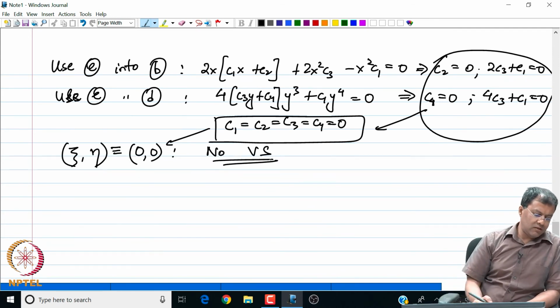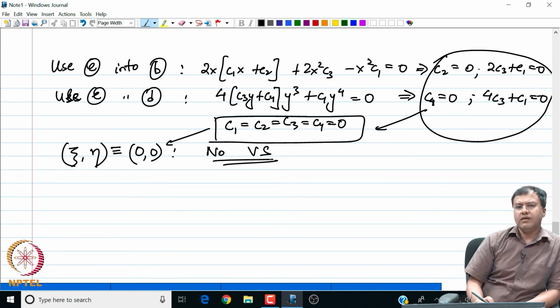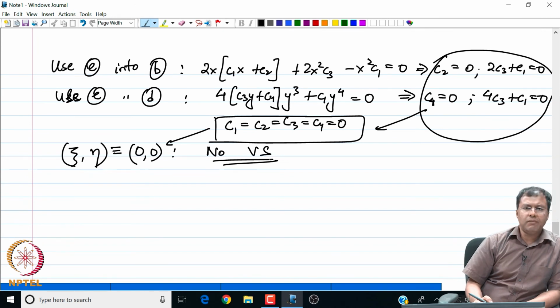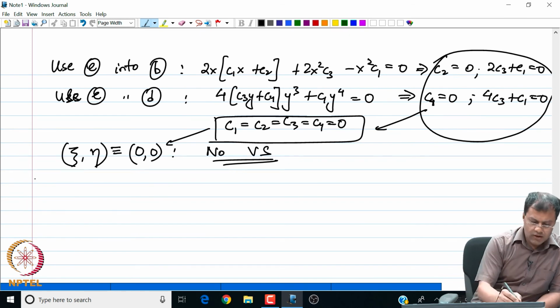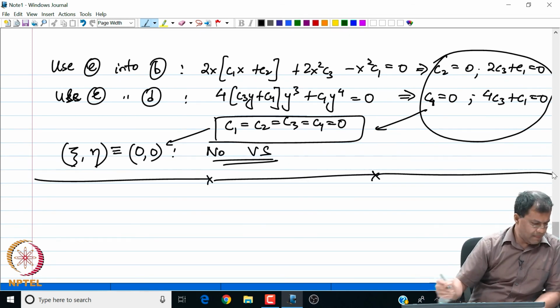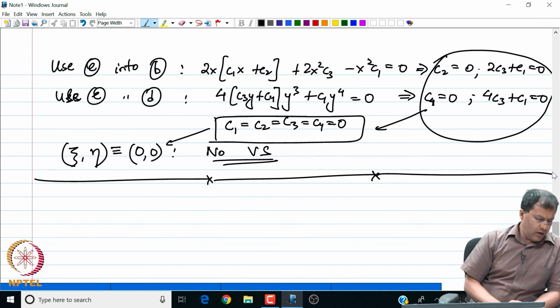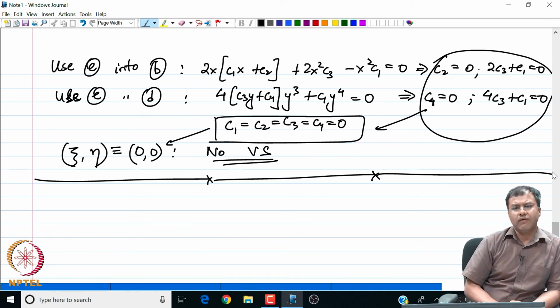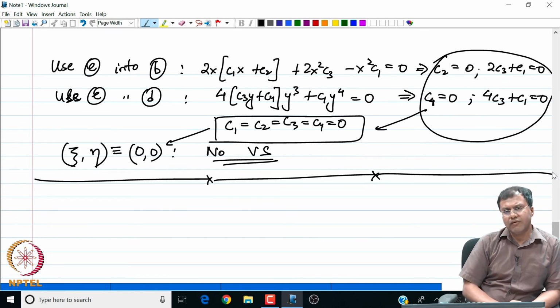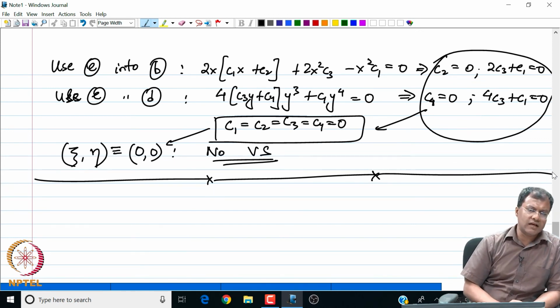So variational symmetries may not exist. If they exist, they will satisfy, if and only if they satisfy, the conditions that I have shown. So variational symmetries may not exist for a functional. It all depends on whether the functional itself is variationally invariant or not. I am going to end the discussion on finding variational symmetries by extending the result of condition 1 to functions of several dependent variables, and then look at an example.